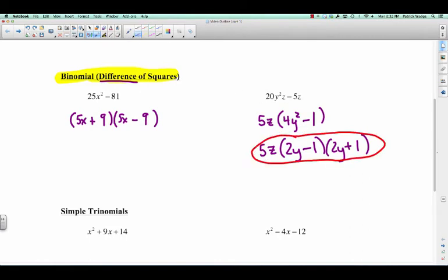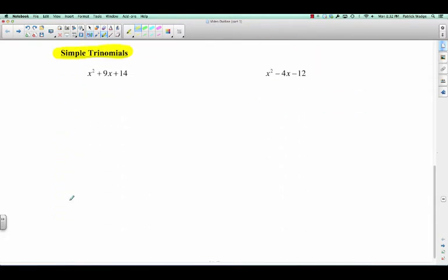Okay, the third type, or another type, is simple trinomials. I've never liked that name. I'm looking for something more interesting than that. If you have one, give it to me, and you'll be immortalized in my math class. But I call them simple or simpler trinomials because they're definitely easier than the ones we're going to do on the next page.